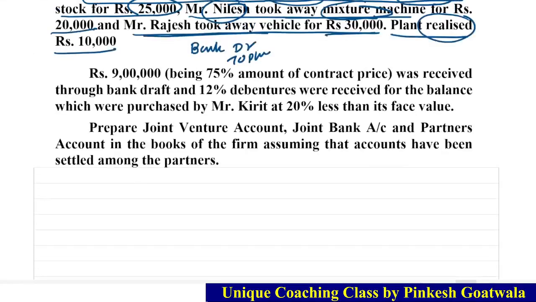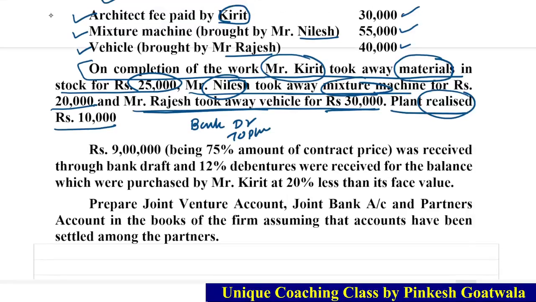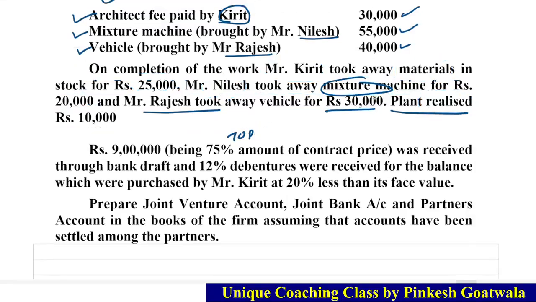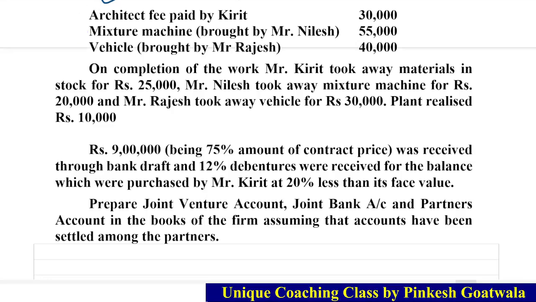Now the twist point which comes here, compared to the previous sum, the real twist point, is about the contract price. So let's see that. Here the point is, rupees 9 lakh was received through bank draft. Read the question carefully. Many students make a mistake here. So read properly. What is the amount of 9 lakh? 9 lakh was received through bank draft and 12% debentures were received for the balance, which were purchased by Mr. Kirit at 20% less than their face value.